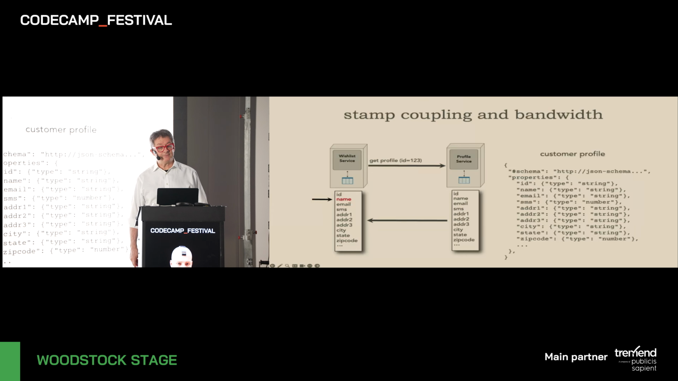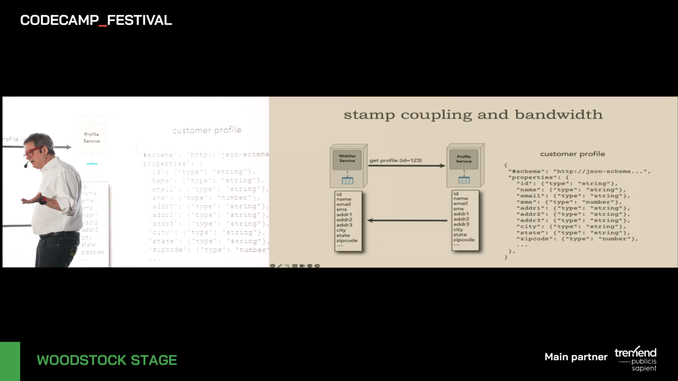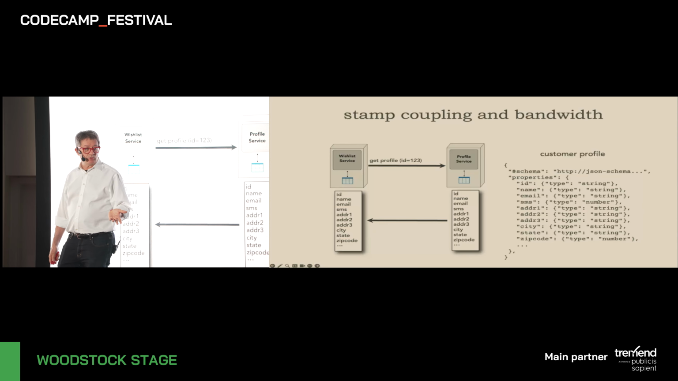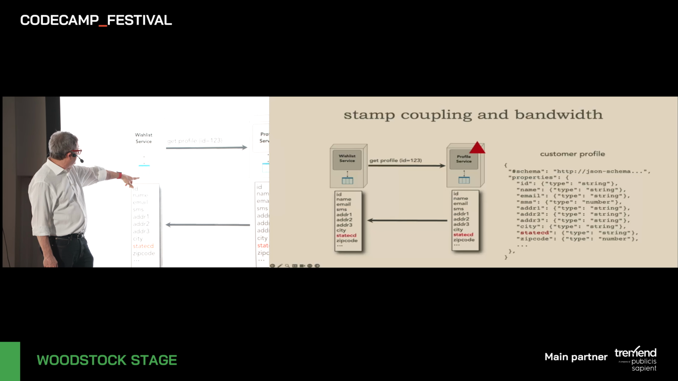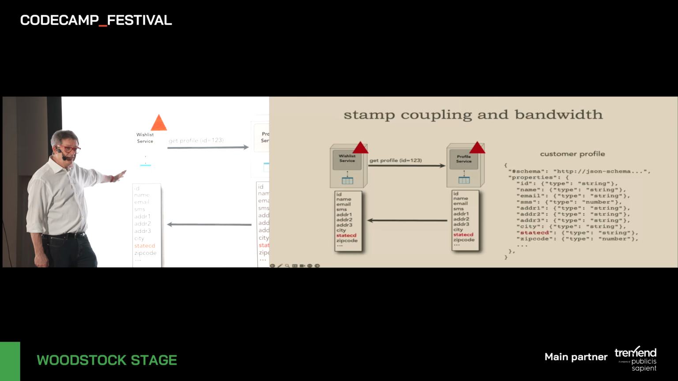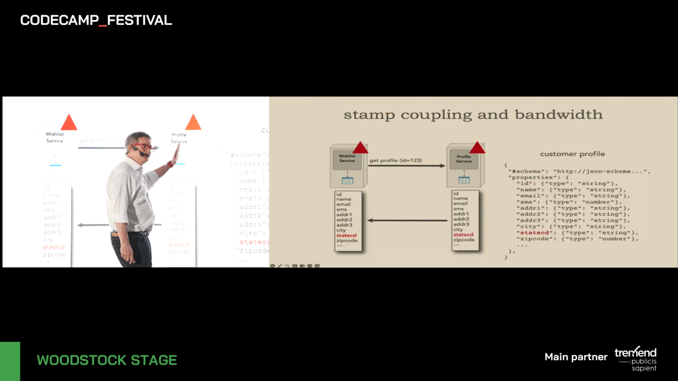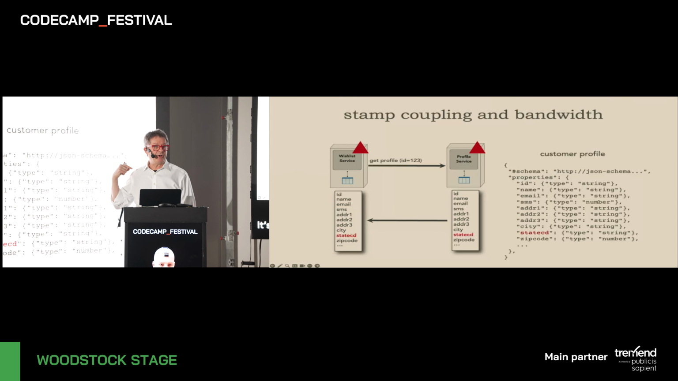This is stamp coupling. Because at some point in the future, somebody's going to come along and say, oh yeah, I notice you have state in there. Is that the full name of the state, or is it the two-letter state code? What do you mean there? It's like, oh, you're right, that's ambiguous. We should change that to state code, which we've changed the profile service, which we've broken the interaction to the wish list service. Even though wish list didn't care anything about states or state codes or anything like that, we've now broken this communication. This is stamp coupling.